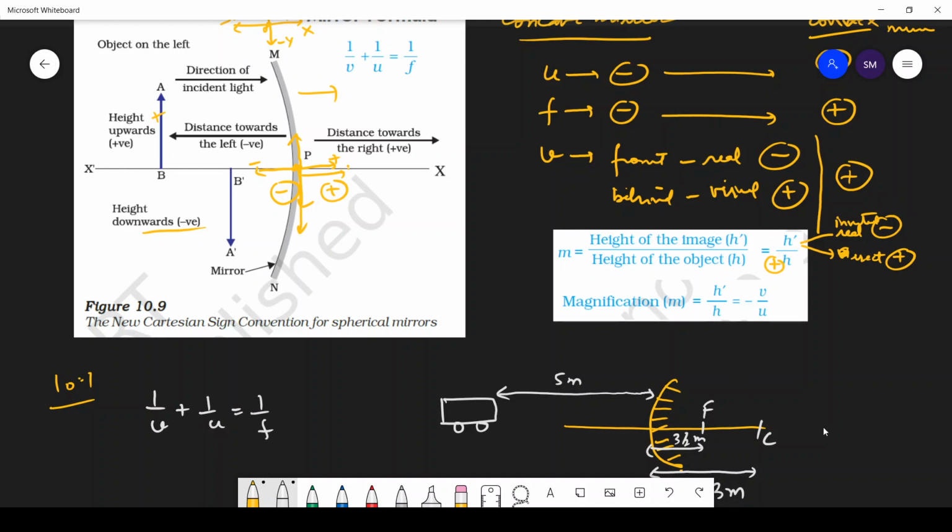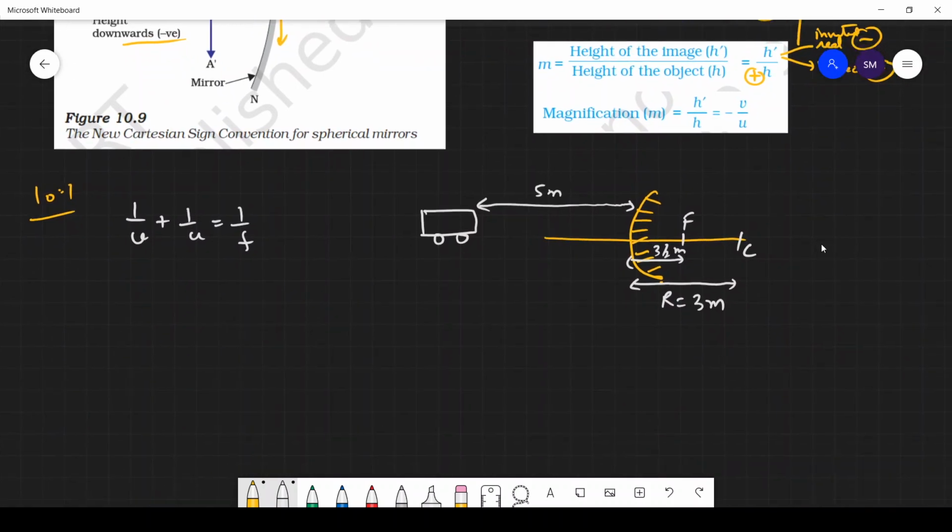Now, write the sign conventions here. This is the direction of light. This direction is taken as positive, the positive x-axis. This is your pole, and moving in this direction is the negative x-axis. Upward y-axis is taken as positive, downward negative. So students, you have to make this diagram and these axes before you start solving the numerical. Don't be in a hurry. Draw these things and then start doing your numerical.